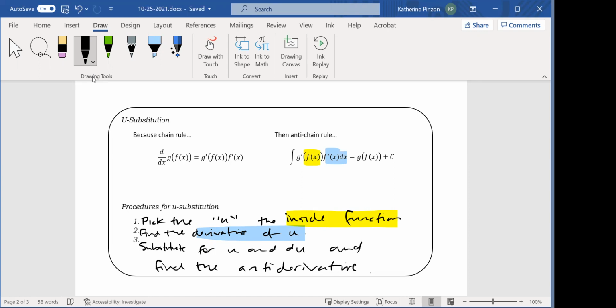Doesn't that say substitute u? Substitute for u and du. Du is like the derivative of u. Oh yeah, this one says find the derivative of u.